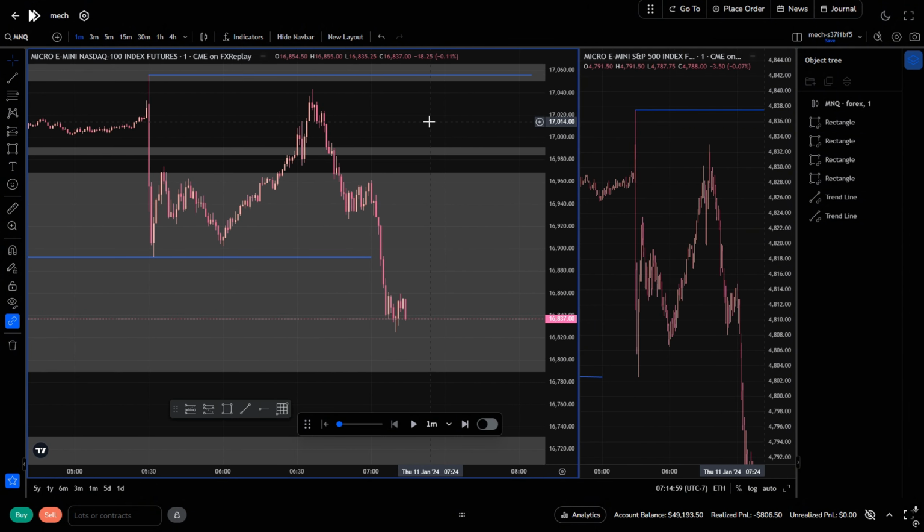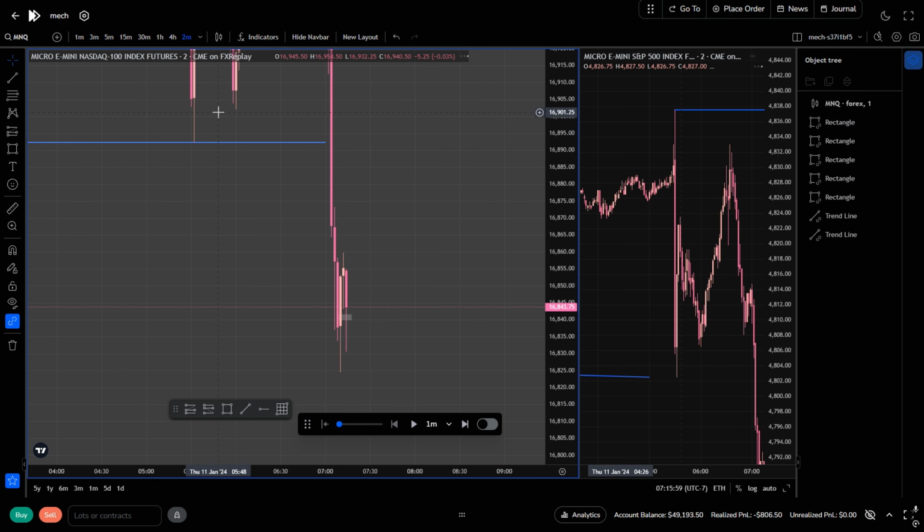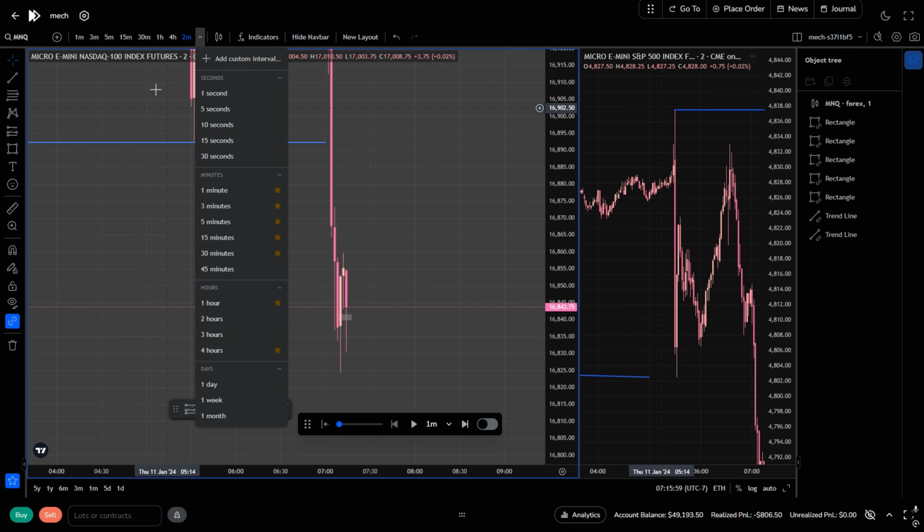Also, I would recommend using the 2 minute and the 4 minute time frames as well. So you want 1, 2, 3, 4, and 5 to check your inverses. I would favorite those. How are you able to favorite?